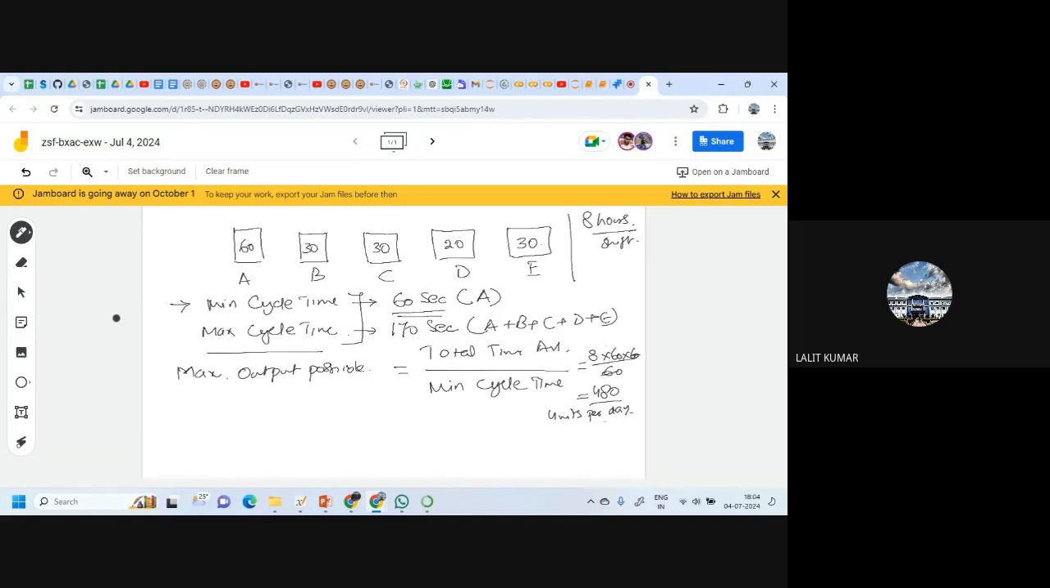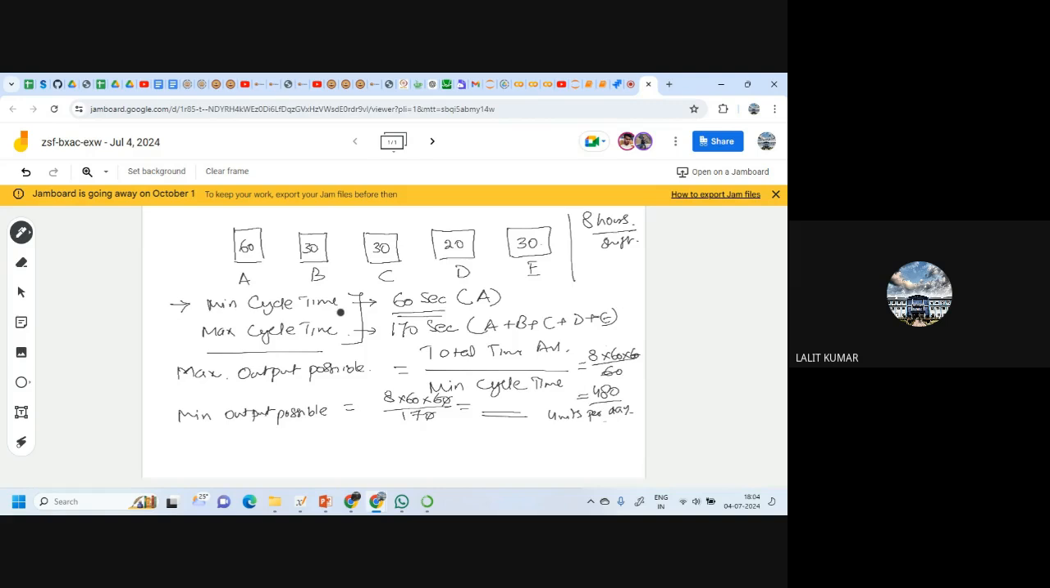What is the minimum output possible if we do sequentially? That will be 8 into 60 divided by 170. So this figure will come. This is the minimum output which is possible.